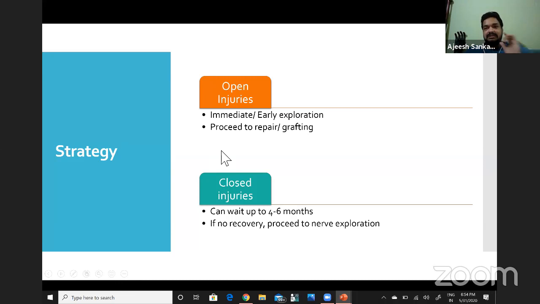If it's a closed injury in the lower limb, especially the sciatic, which comes after surgery, most authors would recommend that we can wait at least 4 months and even up to 6 months to see if there is any recovery. If there's no recovery within this time period, we should proceed to nerve exploration that would decompress or repair or graft as would be needed.